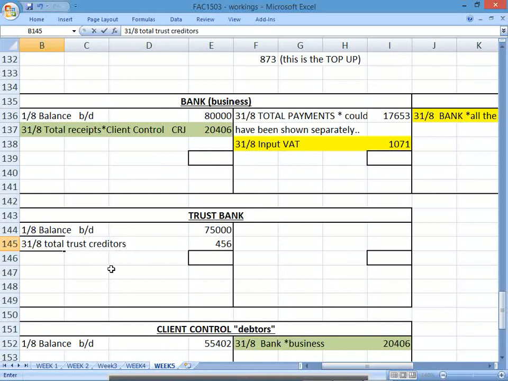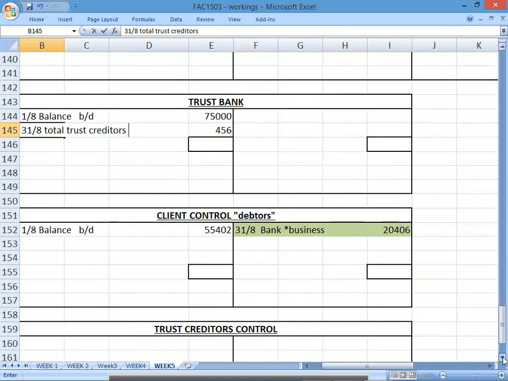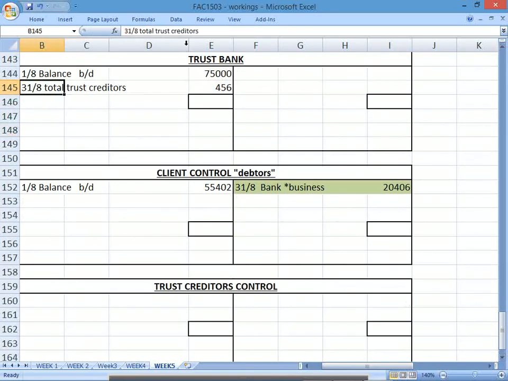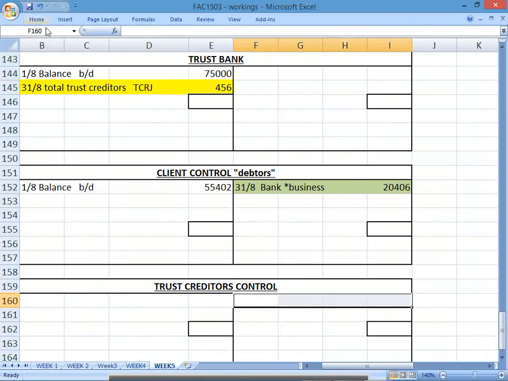Notice I call it trust credits, and that's why. Because it's the client's money, it's not ours. So we can't call this total receipts for the business. It's total receipts for the clients. So total trust creditors there, 456. If I highlight that, this would have come from the trust cash receipts journal. And that debit needs to have a credit. So if that's the debit, here's the credit in the trust creditors. Trust creditors might also have a balance, depending on the question. It probably did, right? So let's go get the balance.